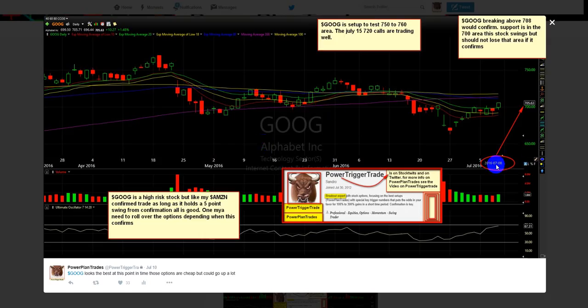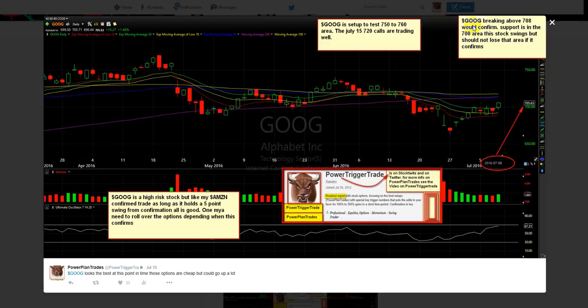So this is July the 8th, which is on a Friday. And I said this is set up to test these numbers. This was the idea. And we were going to use the July 15th 720 call, so trading well, and they were. At this point in time, with this stock, the options were less than $1. They're like 75 cents at the time.